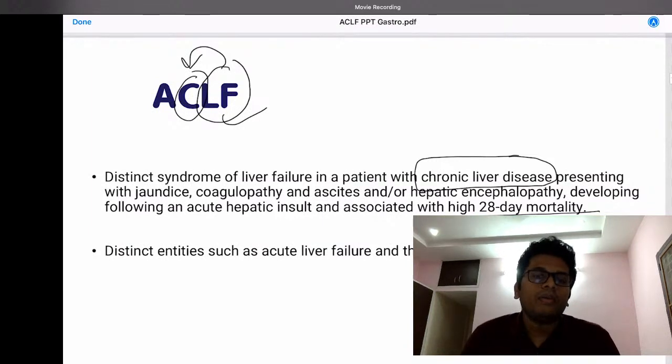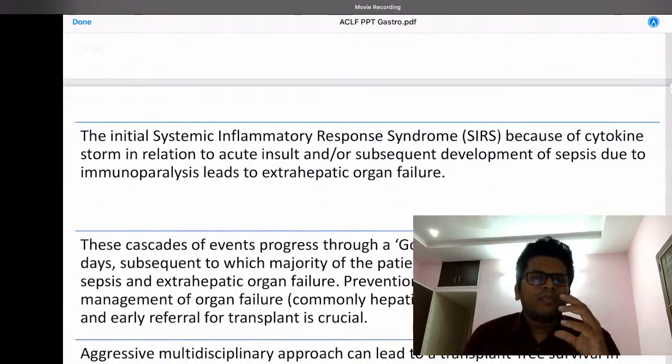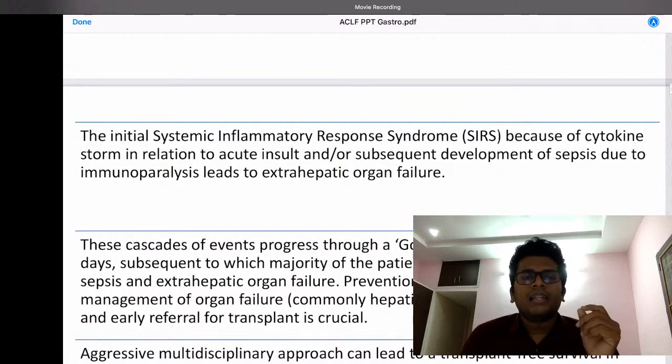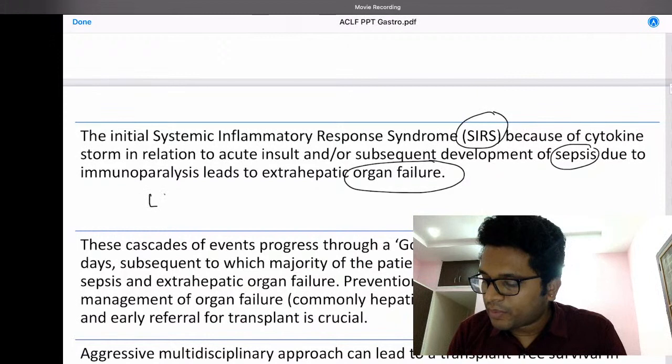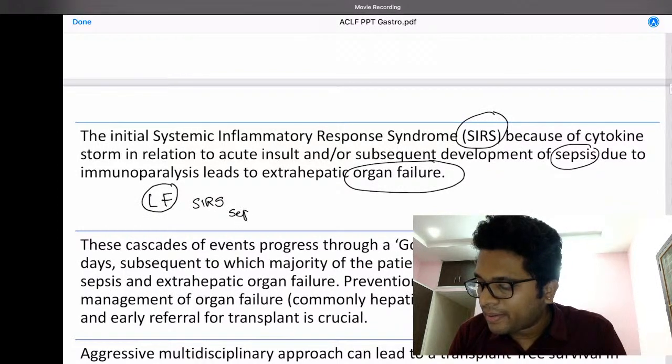Now, as I have already told, we should differentiate this from ALF and an acute decompensation in an end-stage liver disease. Now, here there is a distinct pathogenesis that is seen in the patient. There is an initial systemic inflammatory response syndrome because of a cytokine storm in relation to the acute insult and/or subsequent development of sepsis due to immune paralysis, which in turn even leads to extrahepatic organ failure. So here the presence of SIRS, which later can go on to sepsis and organ dysfunction, other organ failure, is quite important. So initially there is presentation as liver failure characterized by significant SIRS, may be complicated by sepsis, and immune paralysis in turn leads to other organ failure.